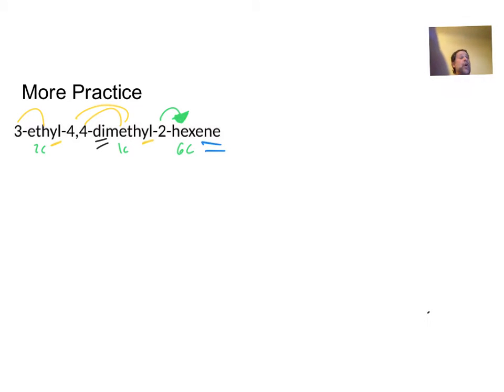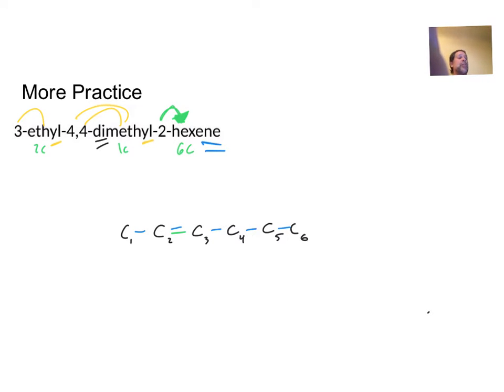So I'm going to start by drawing my longest continuous chain. And so because it's a hexene, I'm going to draw 6 carbons. So 1, 2, 3, 4, 5, 6. And with my bonds, I'm going to draw all single bonds. 1, 2, 3, 4, 5. I'm going to number my chain. 1, 2, 3, 4, 5, 6. And in the process of numbering my chain, I know that this 2 tells me the location of the double bond. I'm going to put my double bond in between my second and my third carbon.